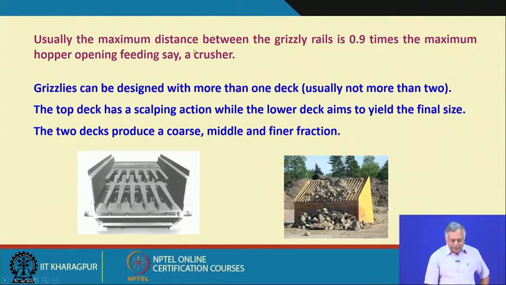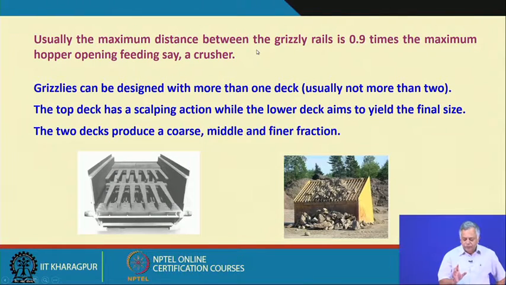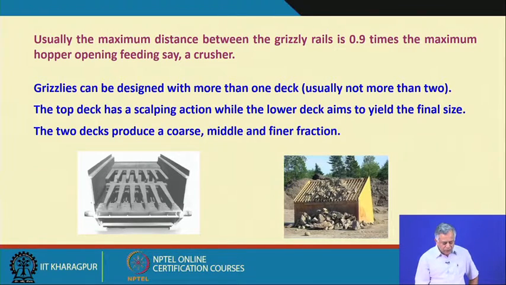Usually, the maximum distance between the grizzly rails is 0.9 times the maximum hopper opening feeding, say, a crusher. Let me repeat this: the maximum distance between the grizzly rails is 0.9 times the maximum hopper opening feeding a crusher. Suppose you have a crusher product being fed to a screen through a hopper, then the maximum distance between the grizzly bars should be 0.9 times the maximum hopper opening, to prevent your grizzly from getting choked.